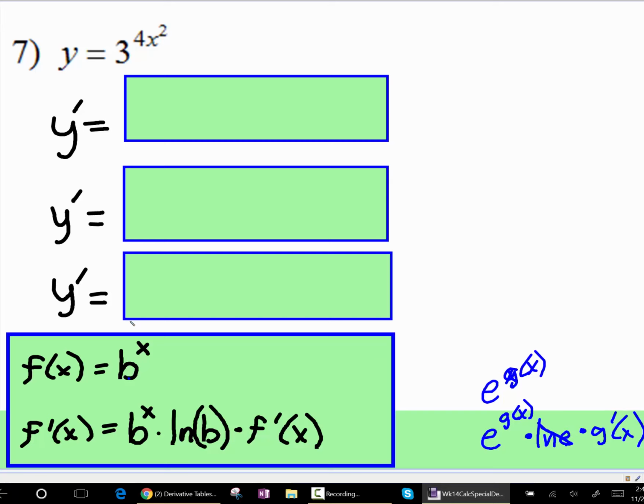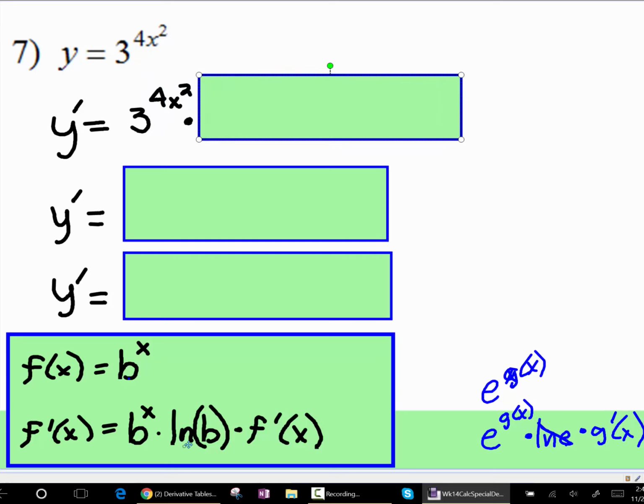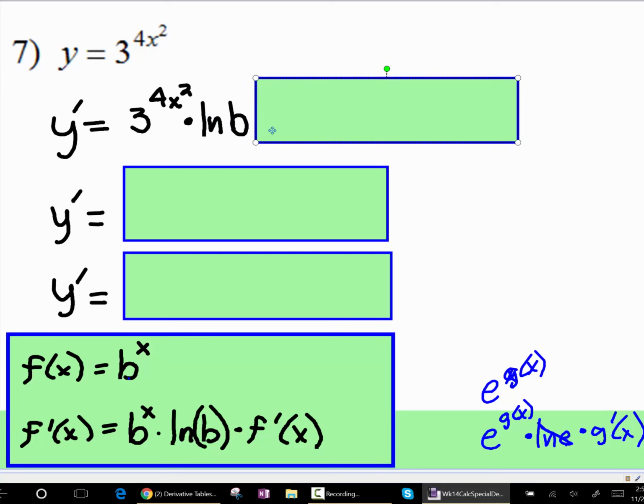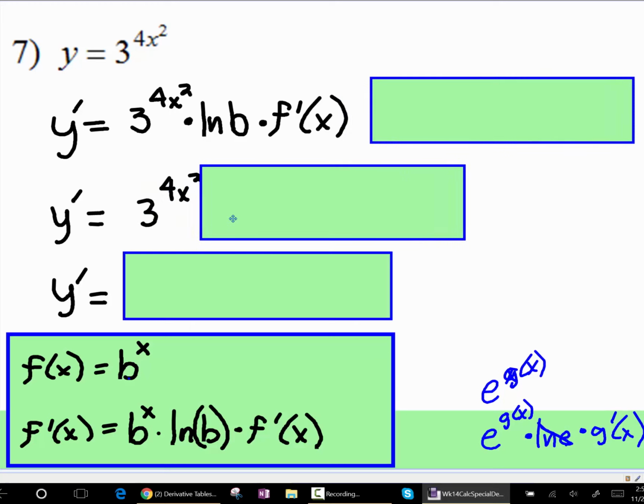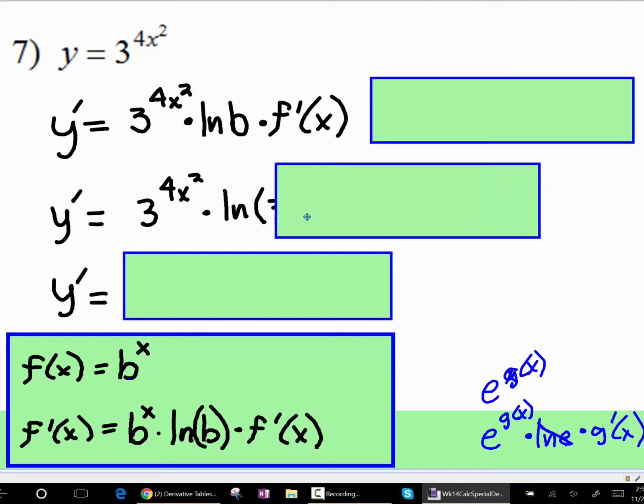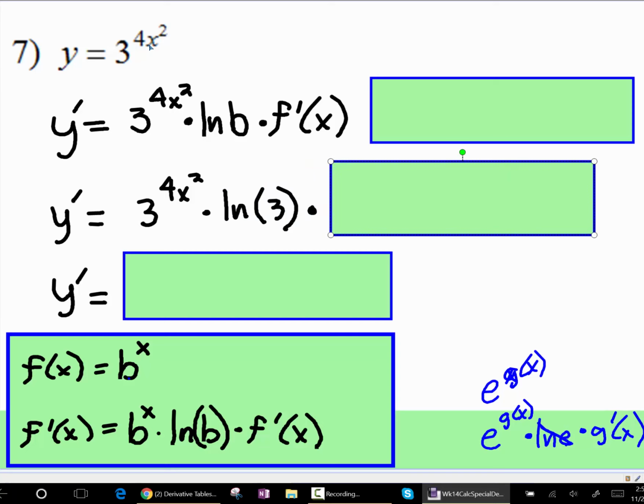So the derivative of an exponential whose base is other than e, it's the exact same process. When we take the derivative of y, first thing we're going to do is rewrite all of that. And now we're going to multiply it by the natural log of the base. Well, the base is 3, so the natural log of the base, and I put that down below, and then the derivative of the exponent piece. So 3 to the 4x squared times the natural log of 3 times, and what's the derivative of 4x squared? 8x.